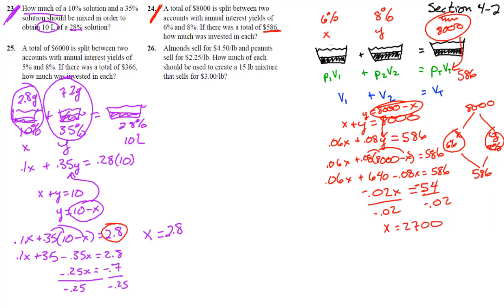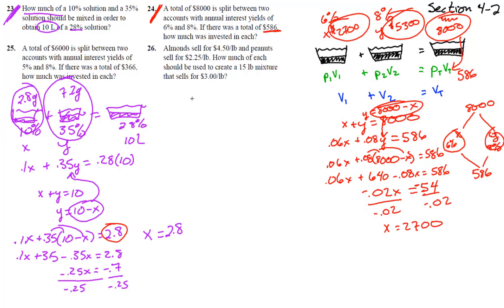Now remember that the 2,700 happened at the 6%, so we have 2,700 at the 6%. And then, let me see, we had a total of 8,000. 8,000 minus 2,700, that's 5,300. $5,300 at the 8%. There we go. Nice.